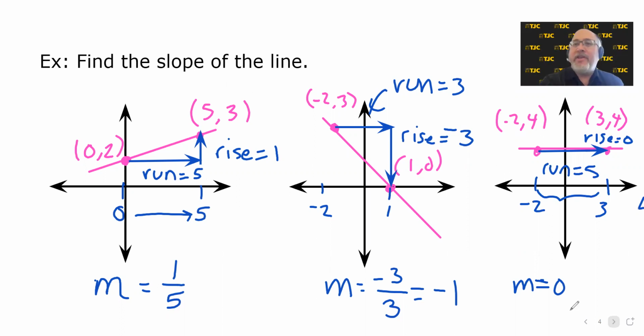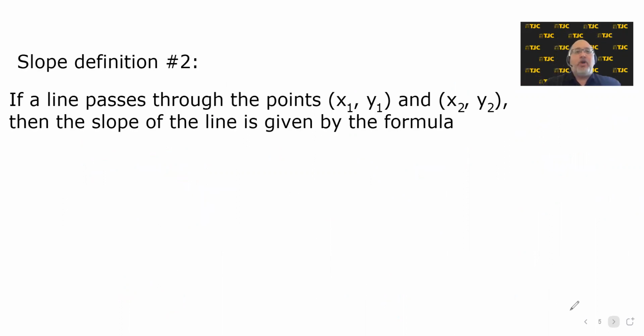But there's a second way to think about slope. Slope definition number 2 answers the question, if you tell me the 2 ordered pairs, can you find the slope without drawing the picture? And the answer is yes. If a line passes through the points x1, y1 and x2, y2, so 2 generic points, then the slope of the line is given by the following formula. I'll show you the formula in just a second.